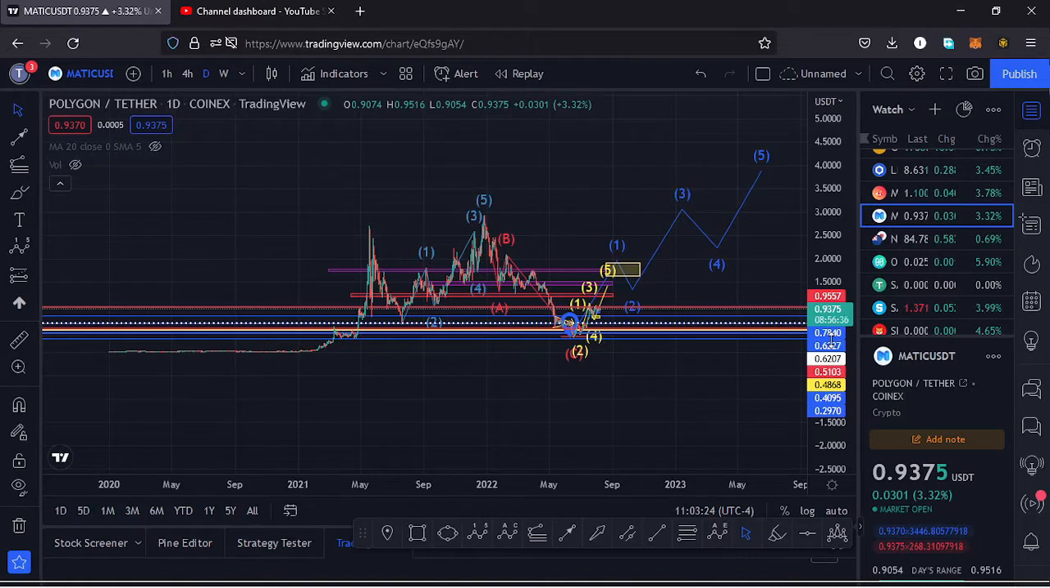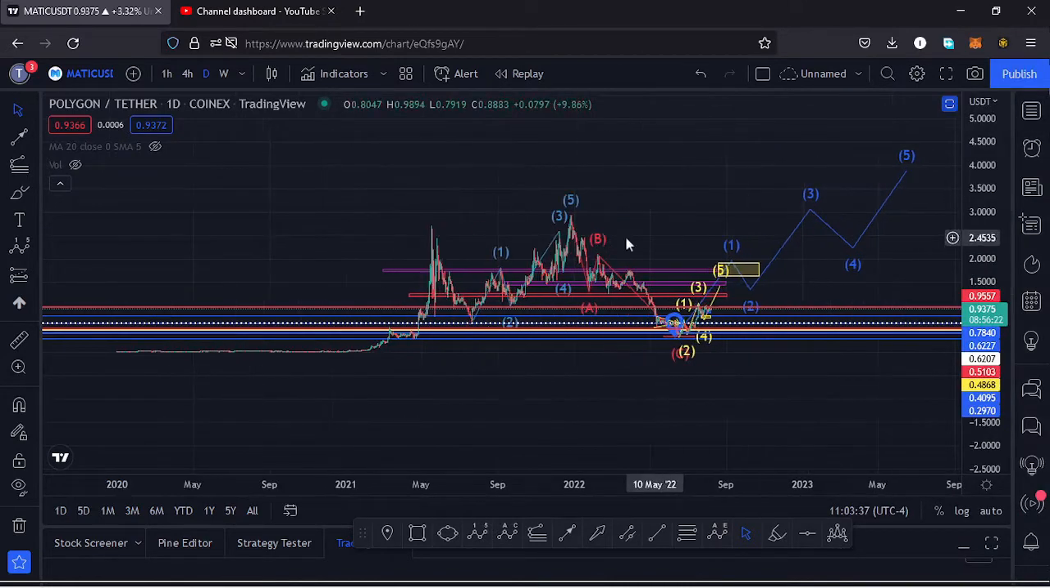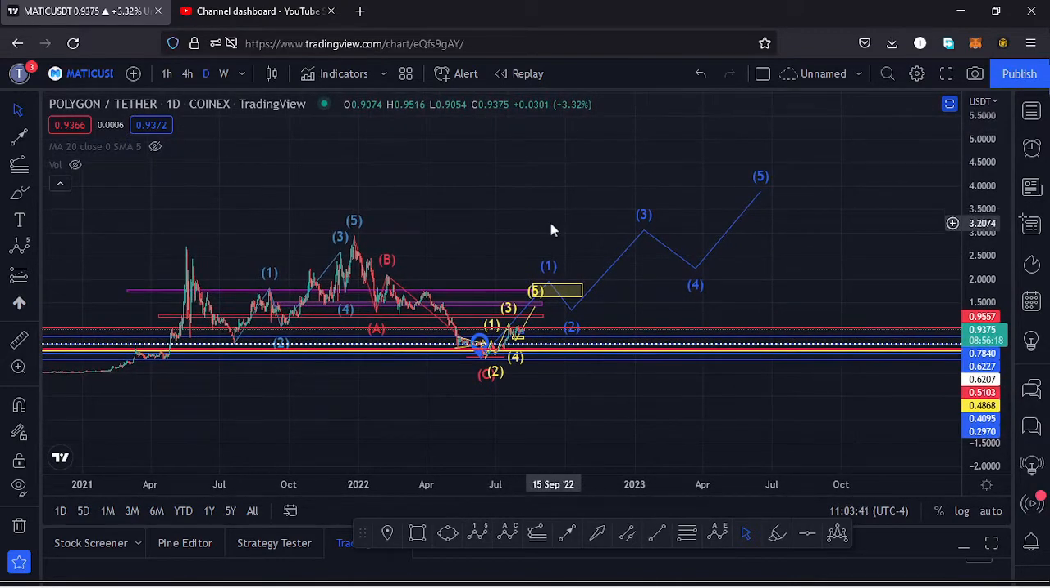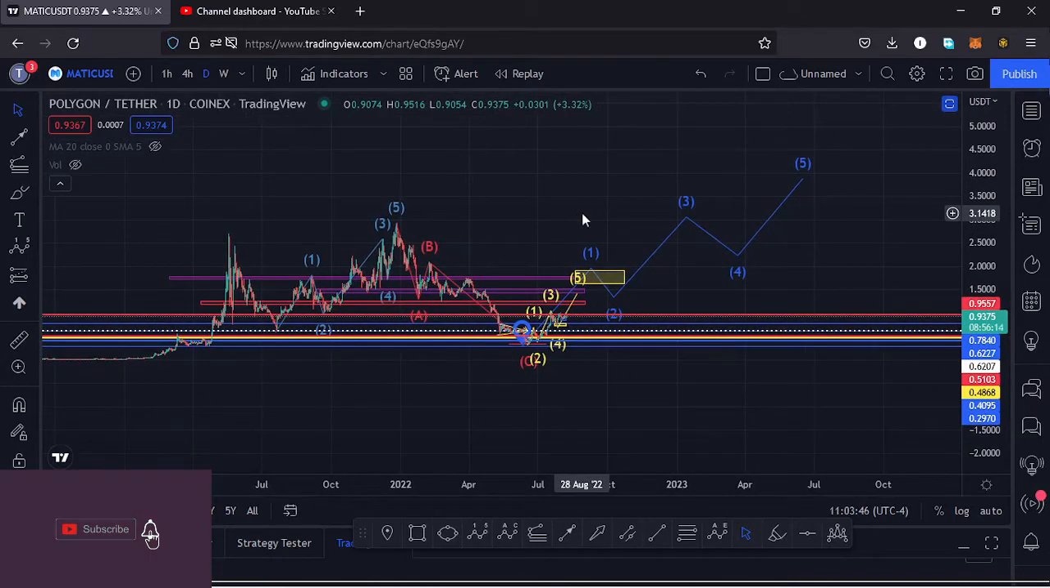I'll be giving you a price prediction update on Polygon Matic, whose current price stands at the $0.9375 mark, and here on TradingView the market is up by 3.32%. And in this video I want to give the key scenarios that I expect to play out, basing my analysis on the Elliott waves and the Fibonaccis, and also the key areas of support and resistance. So if you're interested in such content, make sure that you stick around till the end of the video.